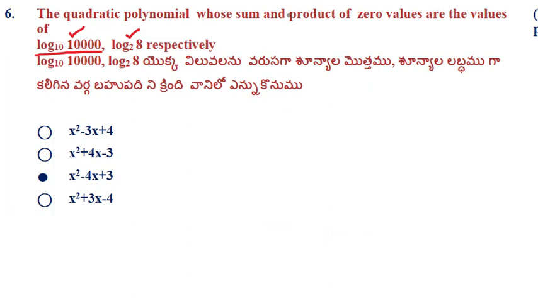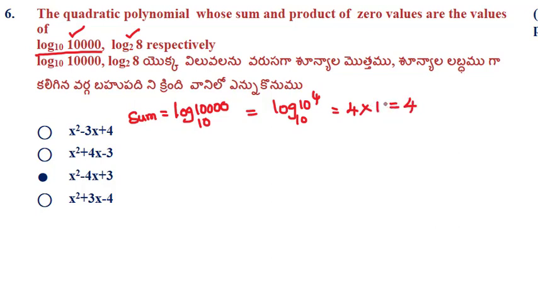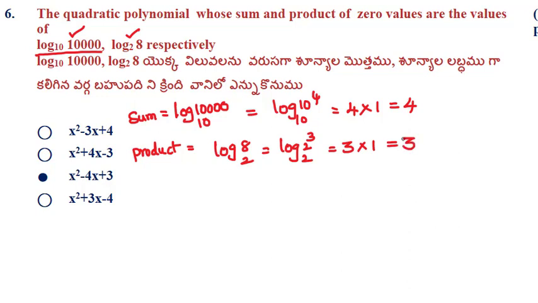The quadratic polynomial whose sum and product of zeros are the values of log 10,000 base 10 and log 8 base 2. So log 10,000 base 10 is the sum of zeros, equals log 10 power 4 base 10, that equals 4 into log 10 base 10, that means 1, so it is 4. Next, the product equals log 8 base 2, that equals log 2 cube base 2, that equals 3 into log 2 base 2, that means 1, so the product is 3.